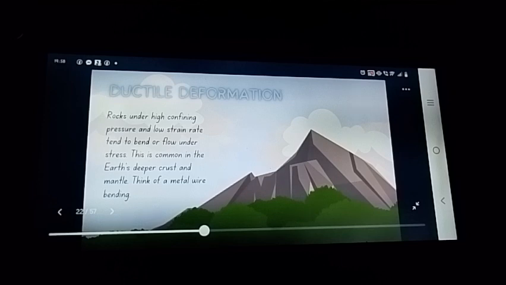And next, ductile deformation. So in ductile deformation, rocks under high confining pressure and low strain rate tend to bend or flow under stress. This is common in the Earth's deeper crust and mantle. Think of a metal wire bending. Imagine bending a metal wire. It doesn't break, it just bends and changes shape. That's ductile deformation. It's when rocks bend or flow under stress instead of breaking.